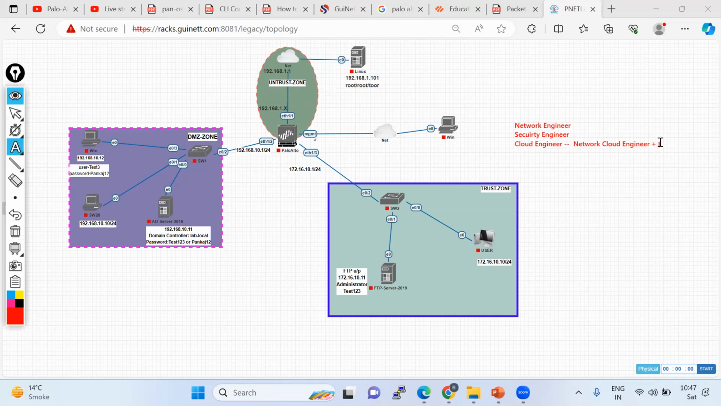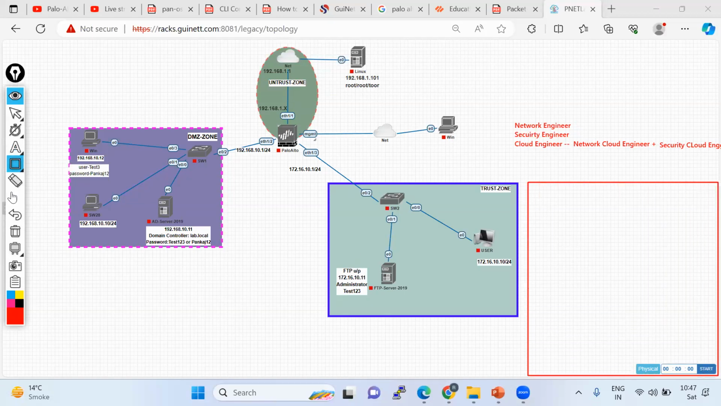Let me write here: security cloud engineer, right? In security, you can become a firewall engineer, SASE, or proxy engineer, and in network engineering, you can do CCNA, CCNP, and become all of this, right? But whatever you want to learn in the cloud, what is a cloud? Cloud is nothing but one big data center. You can just think of it as a big data center.